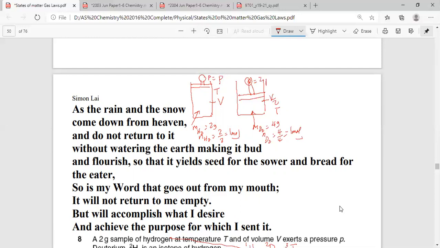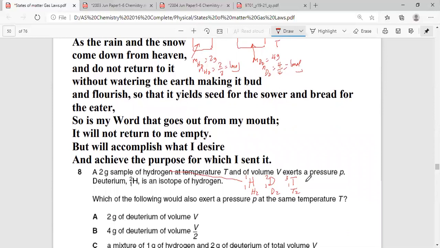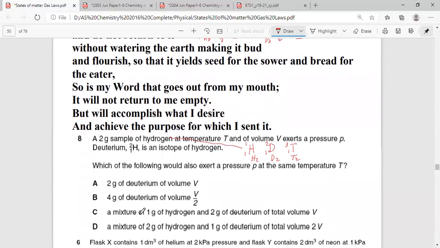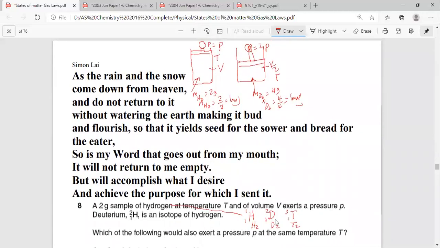It's 2P, is it not? Higher pressure. So it cannot be P, right? It says here, which of the following exerts a pressure P? Cannot be. Next one: 1 gram of hydrogen, 2 grams of deuterium, volume V. So I draw again. The drawing will help you to see clearly. A picture paints a thousand words. Here's the pressure.